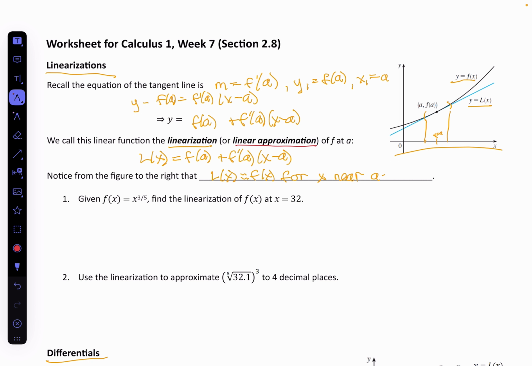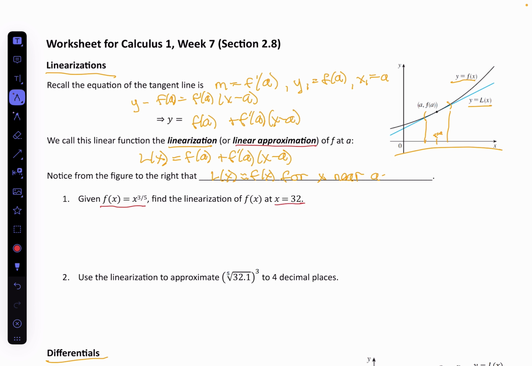So for example, let's say we consider f of x equaling x to the 3/5. For particular x values, we might be able to evaluate this exactly, but for a lot of x values, we can't. Whereas if we have a linear function that is close to f of x, linear functions are very easy to evaluate. So we are going to find the linearization of f of x at x equals 32.